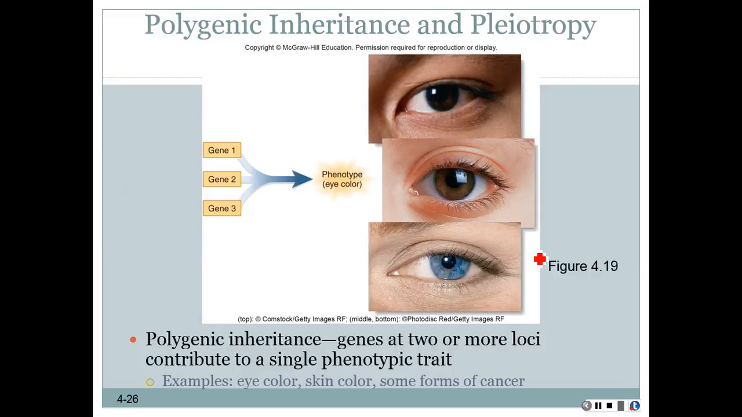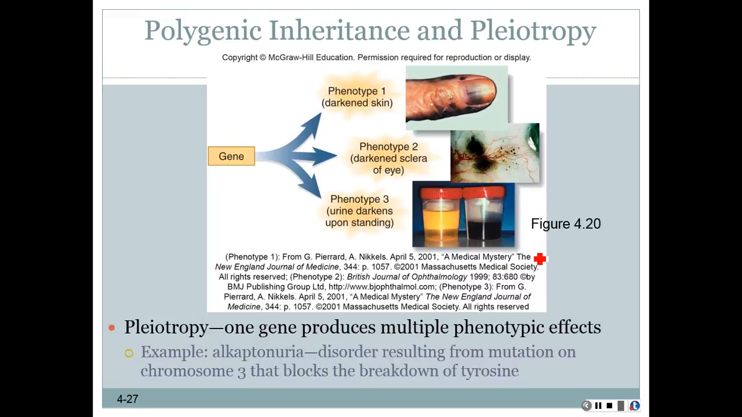Now, we have something called polygenic or multiple gene inheritance, and it occurs when genes at two or more loci, or even on different chromosomes, contribute to a single phenotype trait. Now, the human eye and skin color are examples of these polygenic traits. Pleiotropy occurs when a single gene produces multiple phenotype effects.